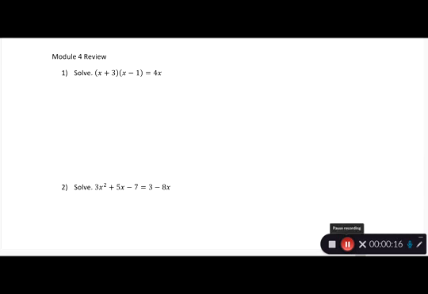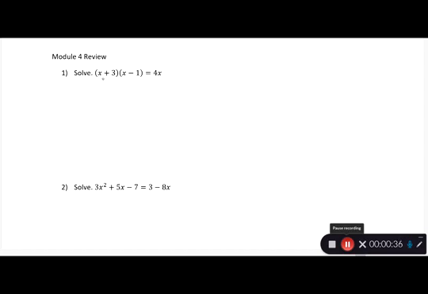In this video, we're going to be working on a review for the Module 4 exam. So you can see problem 1 here. It says solve, which is kind of how MyMathLab will give it to you. They'll just give you a basic direction. They're not going to give you a lot of notes on what to do. So you're going to have to know where to start.